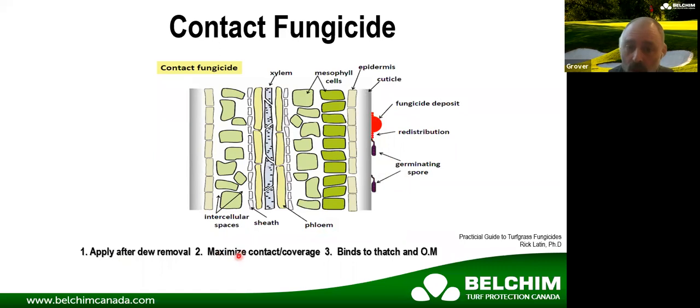So you really want to maximize your contact and coverage. The more of these deposits you can have, the more of a chance one lands close to one of these germinating spores and you get control. And especially for chlorothalonil, contact fungicides bind very highly to thatch and organic matter. For that reason, you can't use a contact fungicide for any kind of root-borne pathogen. No matter how much you try to water them in, they will not pass that thatch layer. So only foliar diseases can be controlled with a contact fungicide.